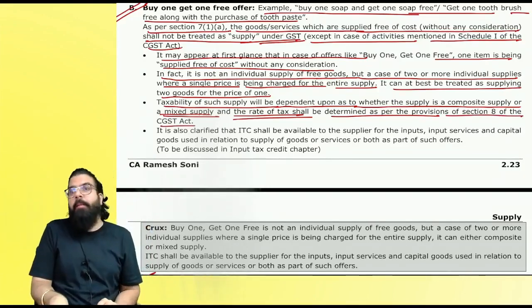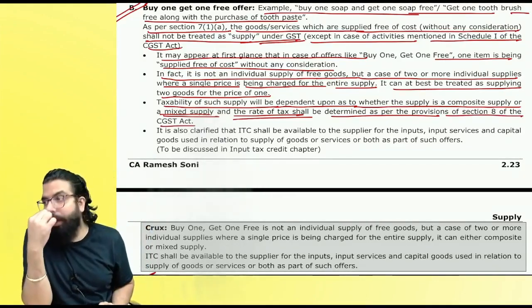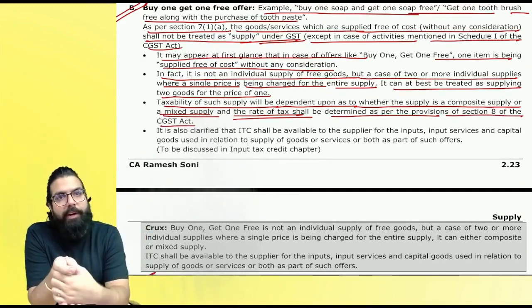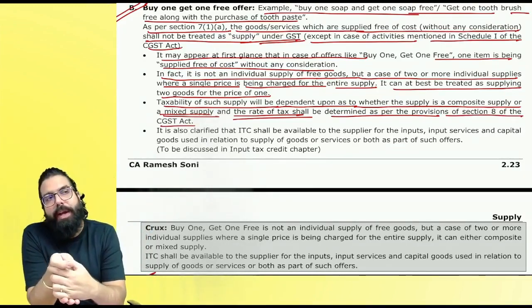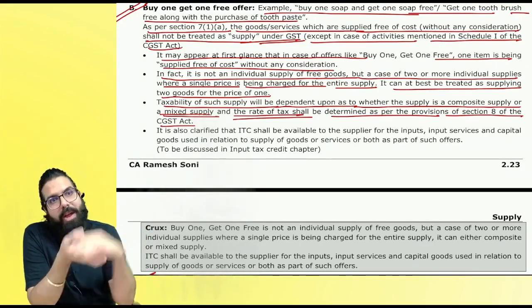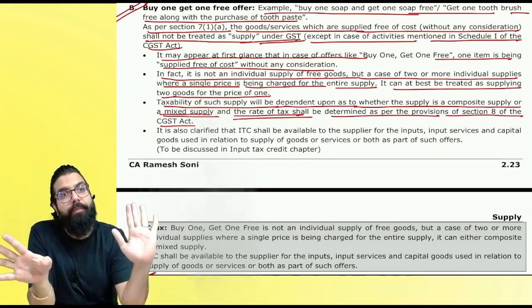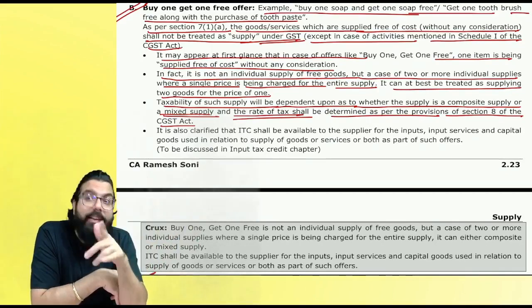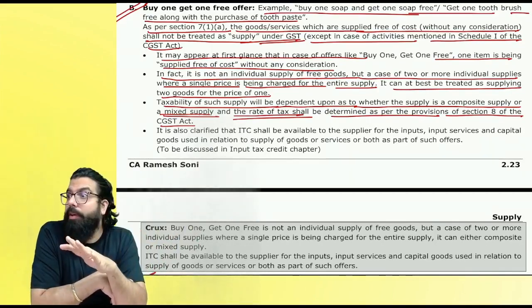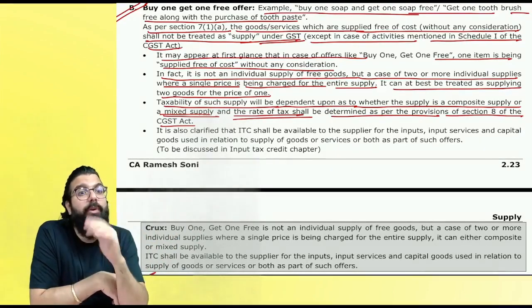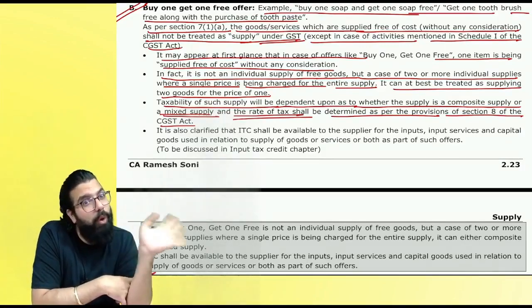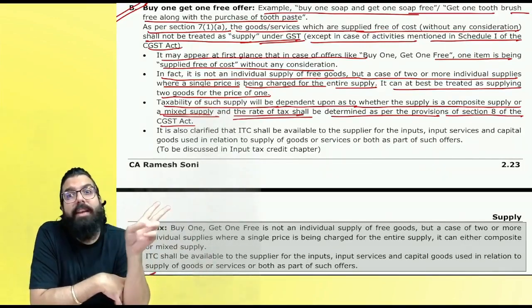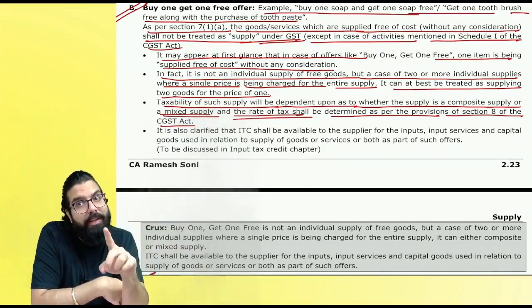Supposing one person told you, sir, you buy, for example, a mobile phone, and you get a charger free. Is the charger actually given free or is it a composite supply? It's a composite supply. Are you guys able to understand? Supposing one person told you, buy a soap and get one soap free. Then it is two individual supplies supplied for a single price.